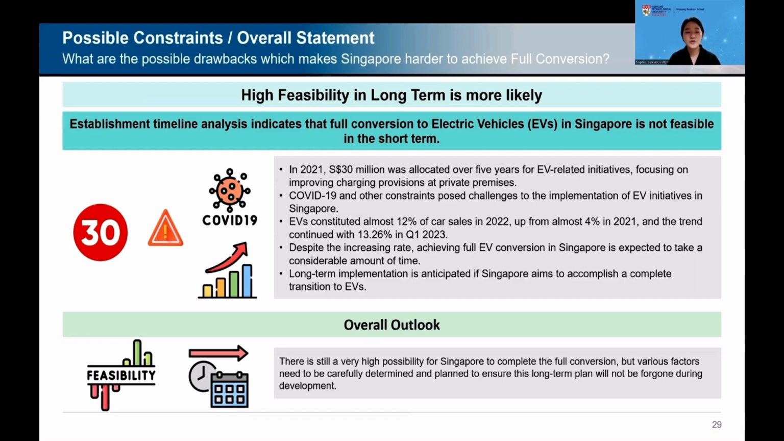The percentage increase in the EV population is present but still considered slow, suggesting that the conversion still needs some time to be fully developed. The longer time for implementation is anticipated if Singapore wants to see a successful full conversion.